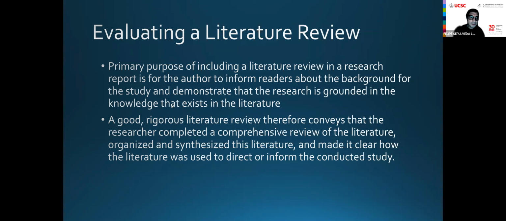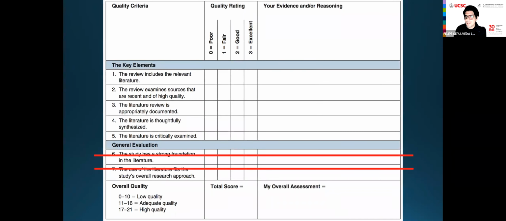A good rigorous literature review conveys that the research completed a comprehensive review of the literature and organized that information and synthesized that information into this report that we're going to call literature review. Okay. You made clear how the literature was used to direct and inform how you conduct the study. So those are the key elements that we expect to see in your literature review reports.